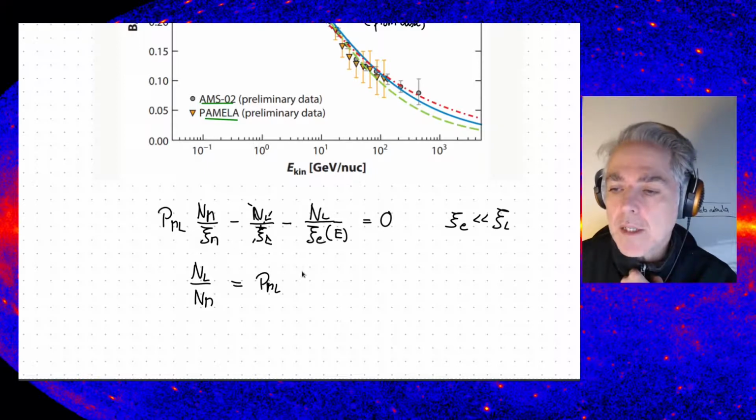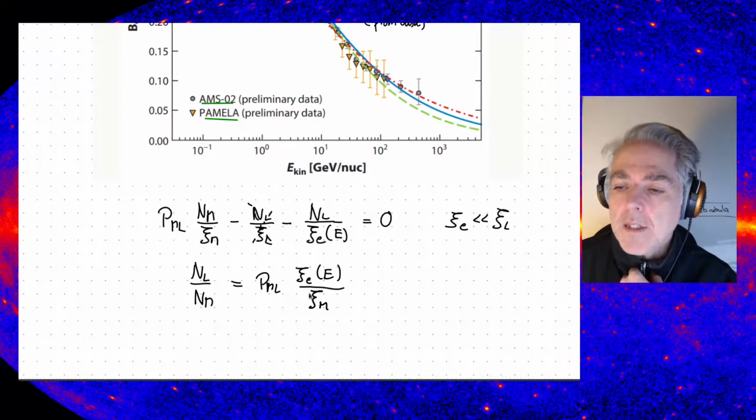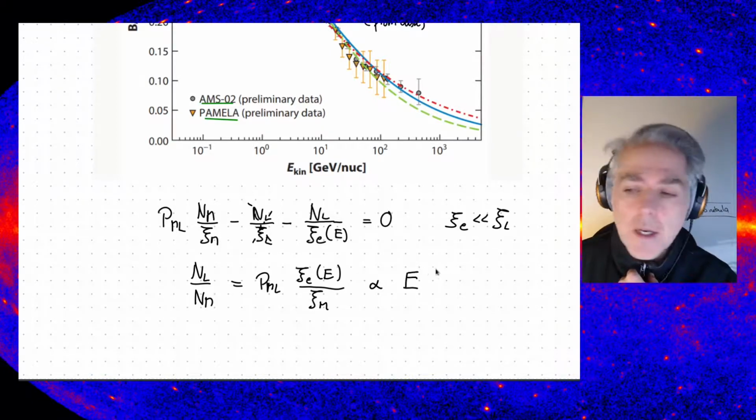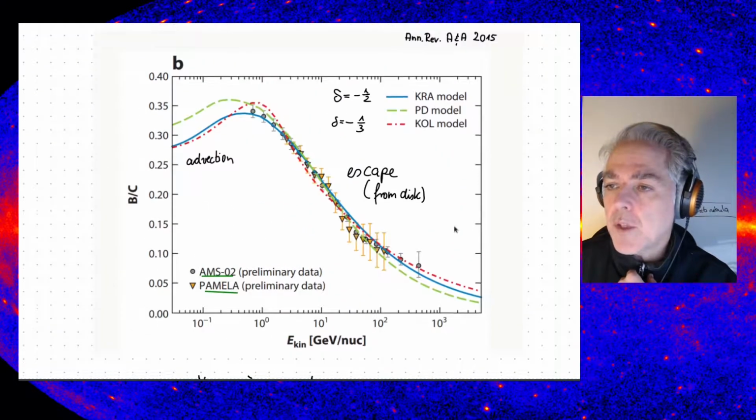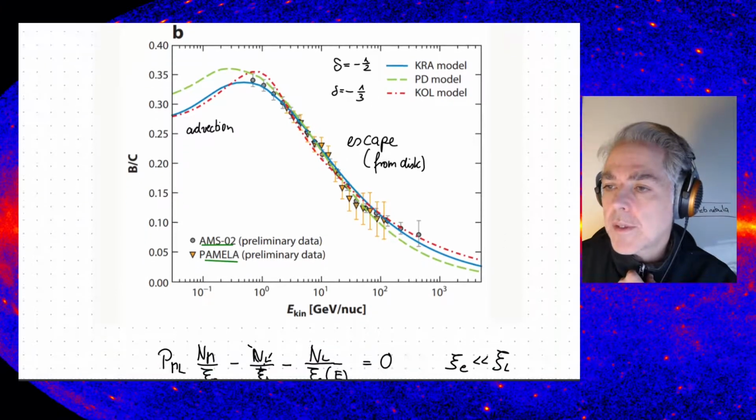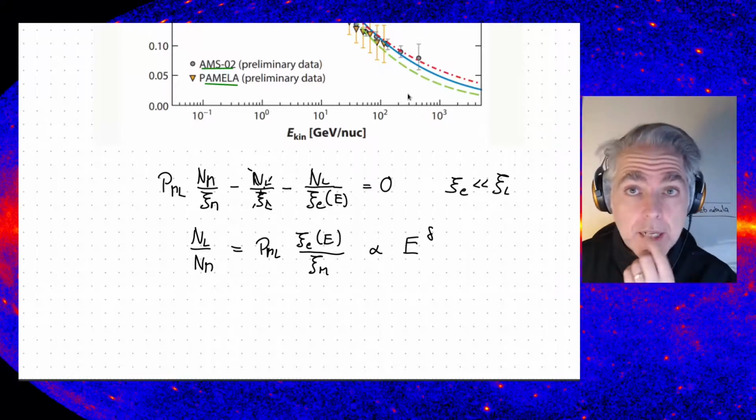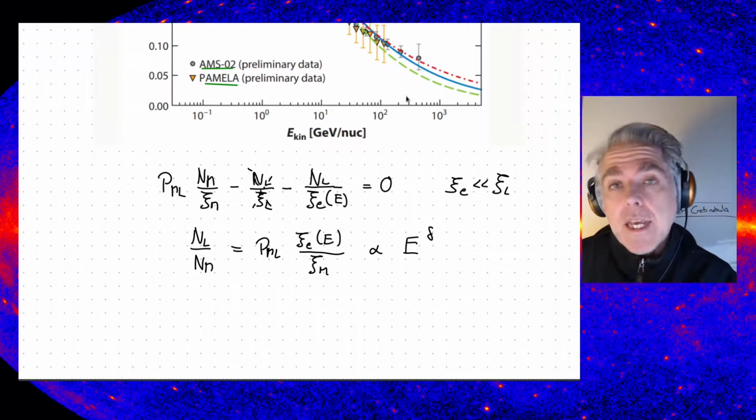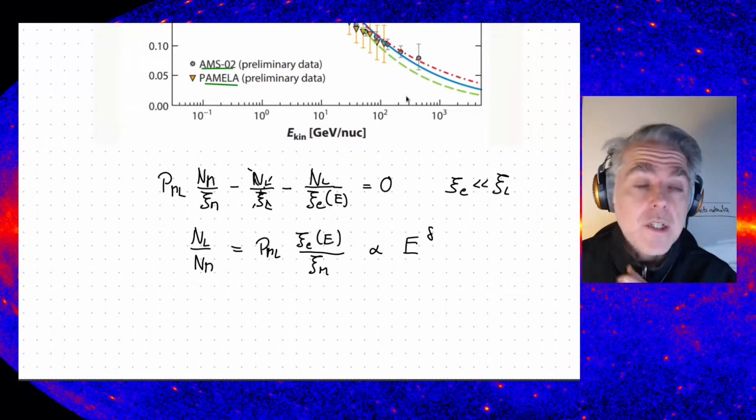Then we've got PML times Xi E, which is energy dependent, divided by Xi m. Since Xi m and PML are just constants, that means that the ratio becomes energy dependent with some value of delta. Keep in mind, delta I put here to be -1/2 or -1/3. So it becomes shorter and shorter with increasing energy, and then we predict this kind of power law slope here. In the case of diffusion, you get the same, albeit then you make the diffusion coefficient energy dependent.